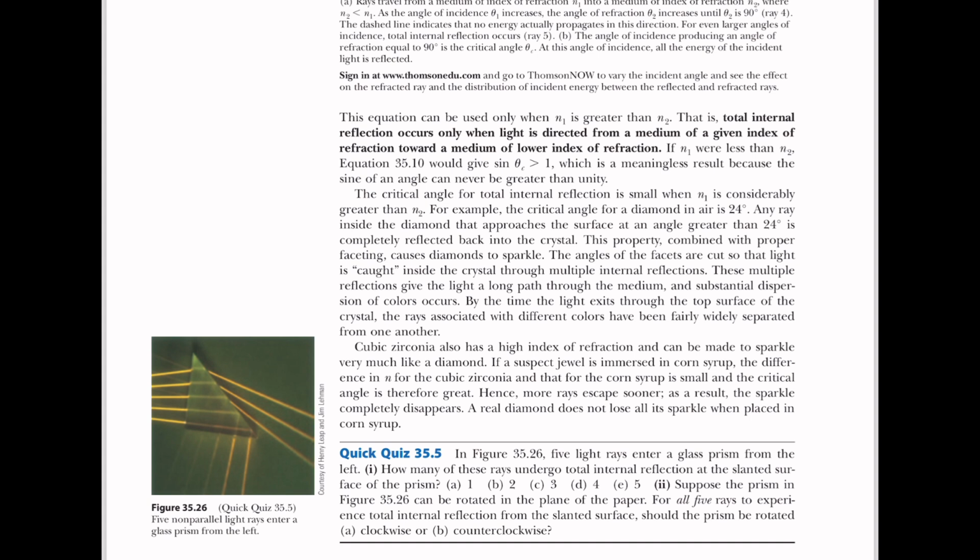So this equation can be used only when N1 is greater than N2. That is, total internal reflection occurs only when light is directed from a medium of a given index of refraction toward a medium of lower index of refraction. And that is bolded, so it's pretty important. That means total internal reflection only happens in a specific scenario, and it would be useful for us to remember what that scenario is. But for now, don't stress about it. It's good just knowing where you're at, and you don't need to remember everything the first time you read it.